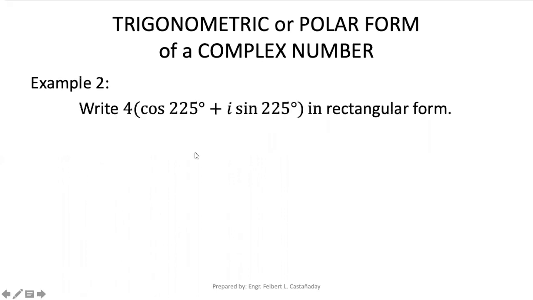Example number 2. Write the complex number 4 cosine 225 plus i sine 225. Again, 4 here is factored out. So we should write it in rectangular or standard form.